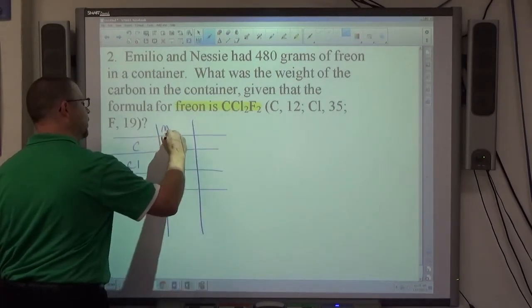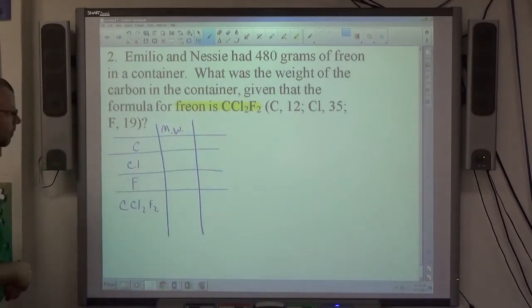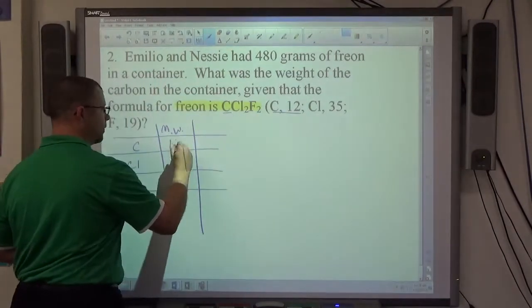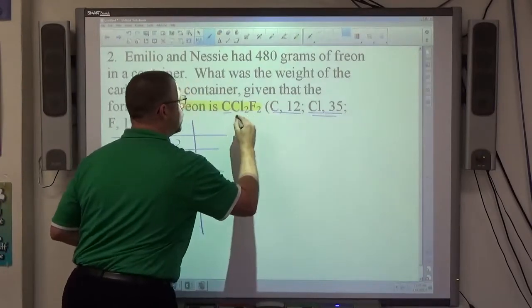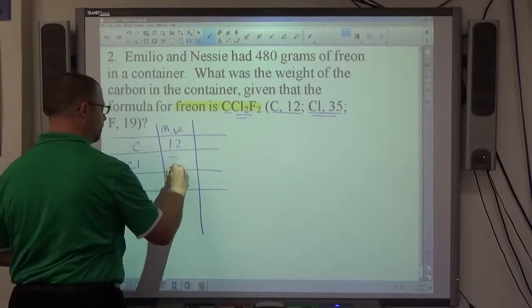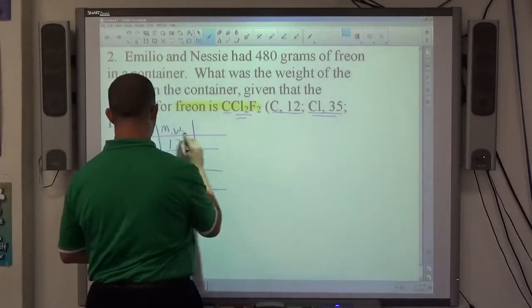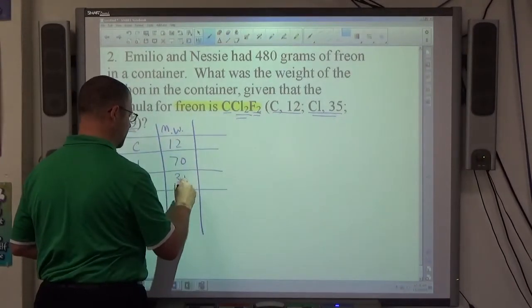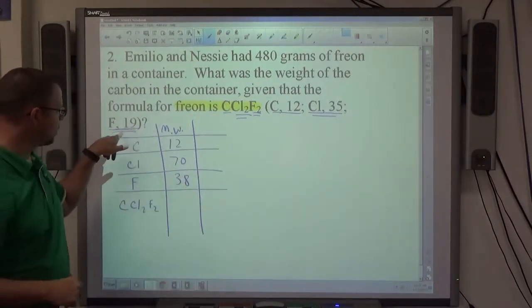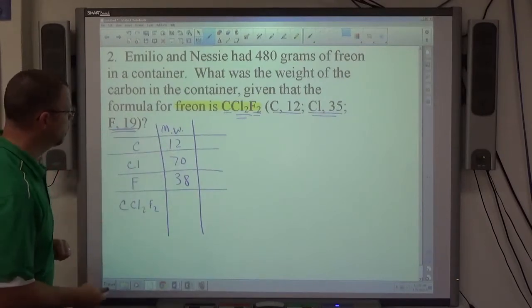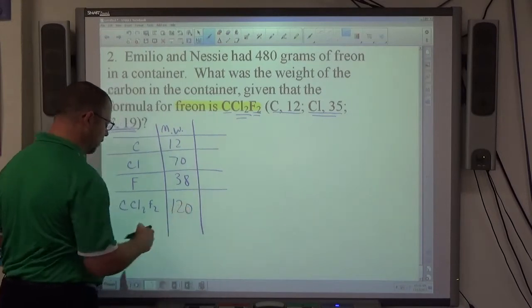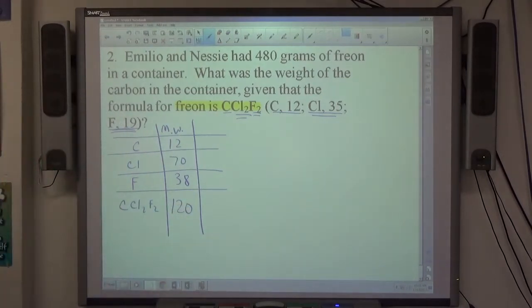We make a molecular weight column. Every carbon weighs 12, and we have 1 of them. Every chlorine weighs 35, and we have 2 of them. Every fluorine weighs 19, and we have 2 of them. So 2 times 19, 2 times 35, 1 times 12. 12 and 38 is 50, plus 70 is 120. So every molecule of Freon weighs 120 moles.